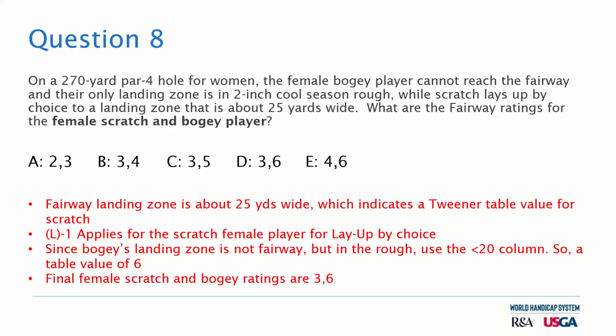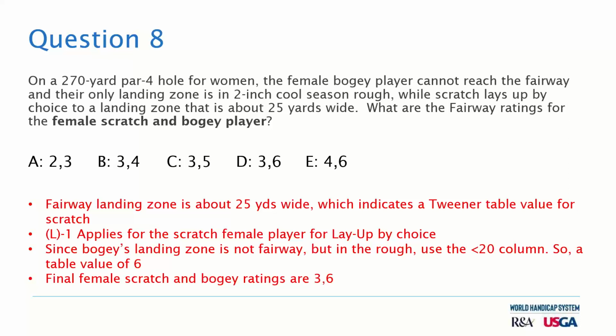And so that brings our final values to letter D as the correct answer for both the final ratings of 3 and 6. And if you look at this in another example, if that fairway for bogey were 10 yards wide, for example, we would still use that less than 20 column for fairway. For a fairway that isn't there, we're going to use that less than 20 column, and then the bogey can play the hole from there, although they are playing it certainly from the rough.